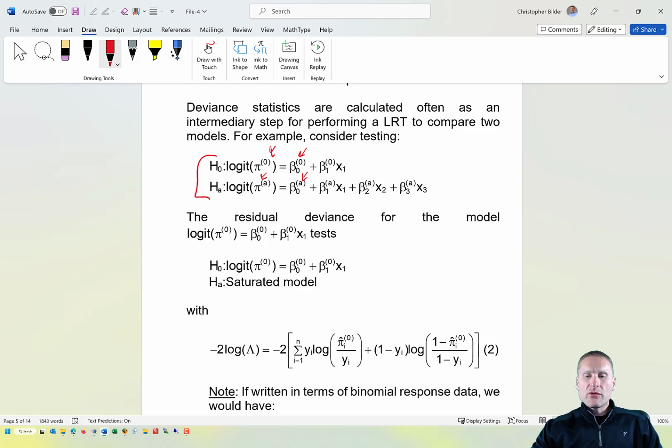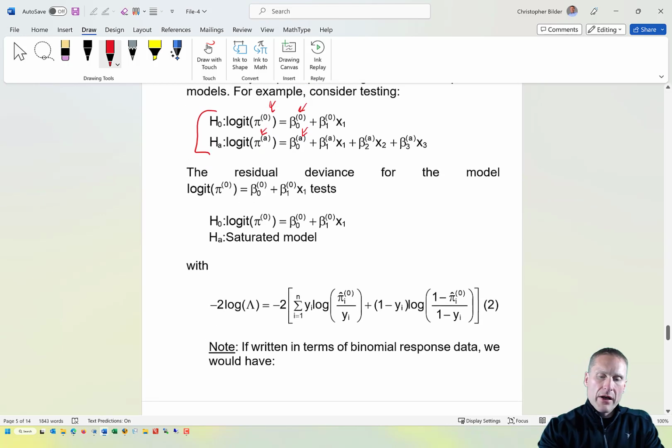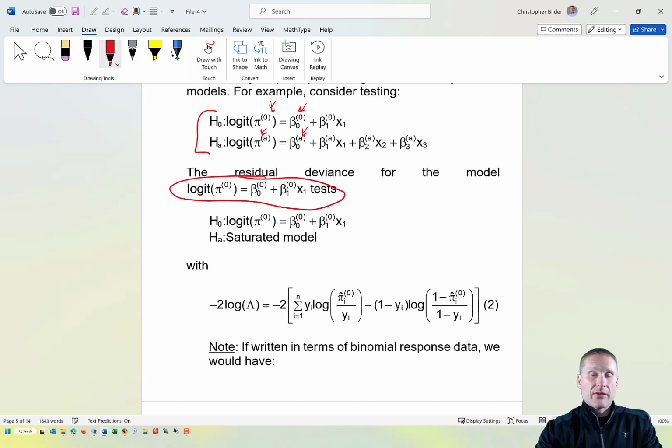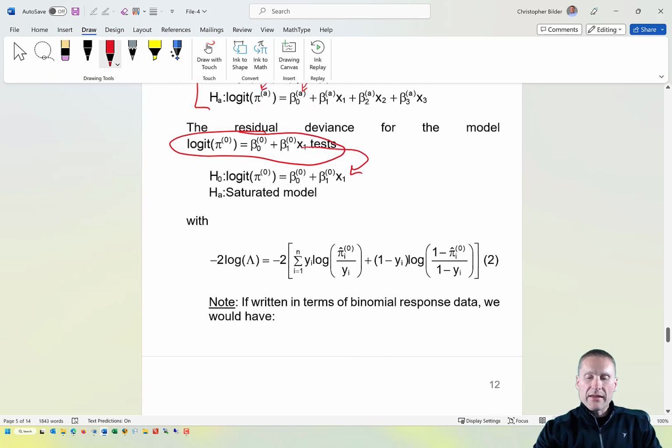Now, what the residual deviance for that null hypothesis model actually tests is, you could say, the model of interest versus the saturated model. To form the corresponding negative 2 log lambda statistic, this is what we would get. This is exactly what we had seen before for the negative 2 log lambda statistic, but now I'm putting those particular pi hats in there.